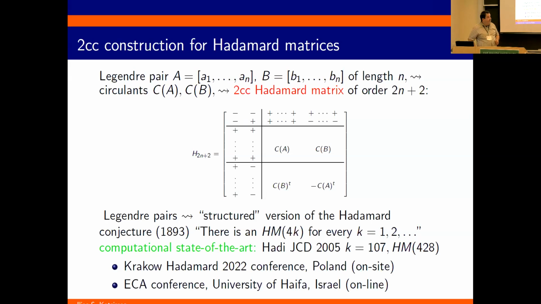The most significant state-of-the-art computational result in this Hadamard conjecture in general is, of course, Hadi Kharaghani's JCD 2005 paper, where they resolved the Hadamard matrix of order 428, a very highly cited paper.